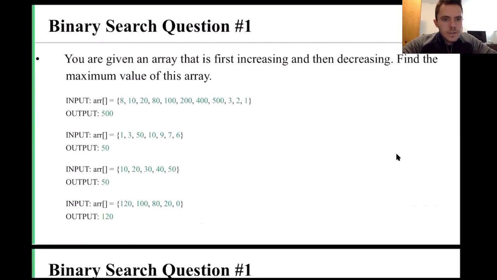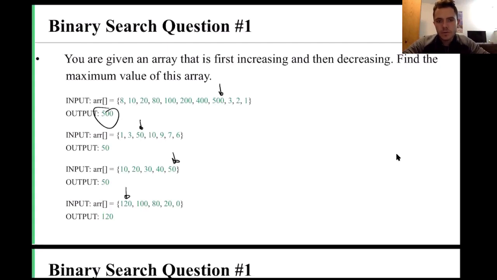So first example problem, you are given an array that is first increasing and then decreasing. Find the maximum value of this array, right? So for this example, our input array, we have increasing, increasing, increasing until we get to 500. And then we can see that it's decreasing after that, right? So then the values start going down. So we would output 500. For this example, increasing all the way to 50, right? There aren't any elements after that. And then in this example, increasing up to 120 and then decreasing for the rest of the way.